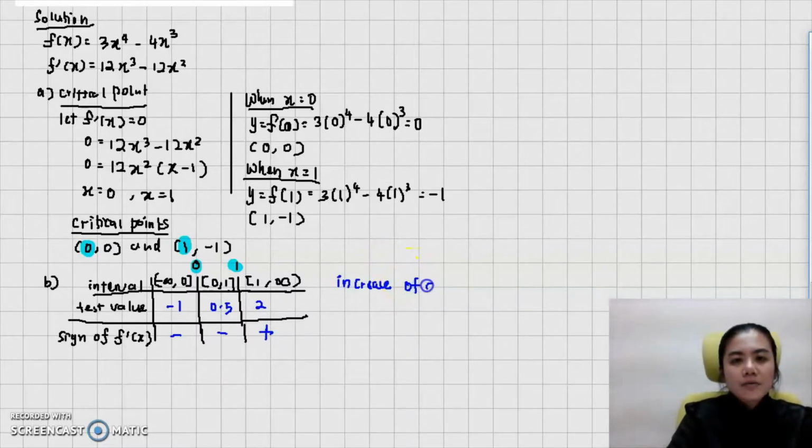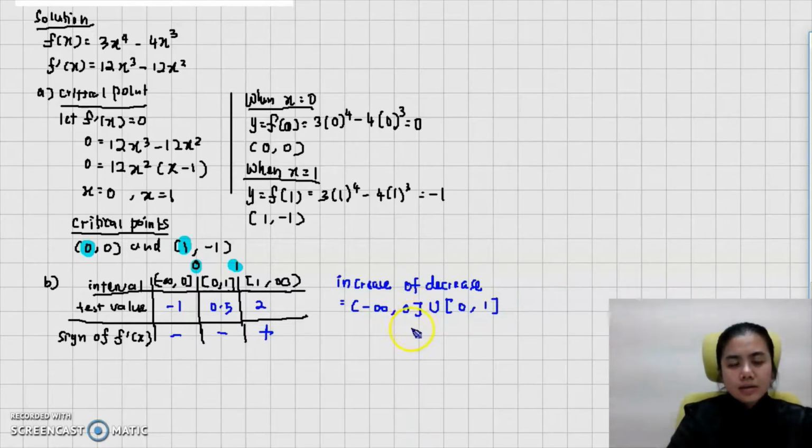The interval of decrease is these two: from negative infinity until 0, union with the other one, that is (0, 1). Because you have a union between these two intervals, you can join them together. It's basically negative infinity until 1. Right. Okay, so let's just look at the next.